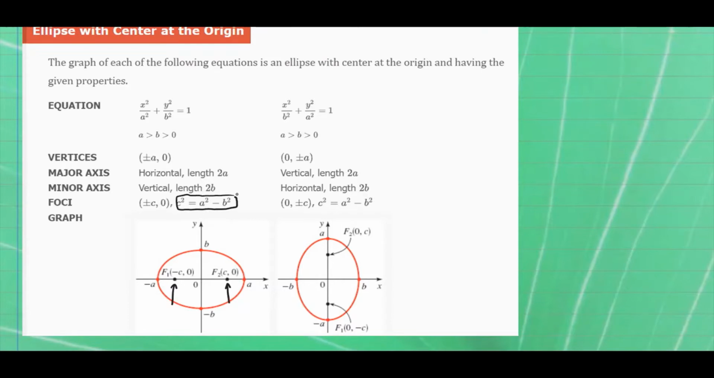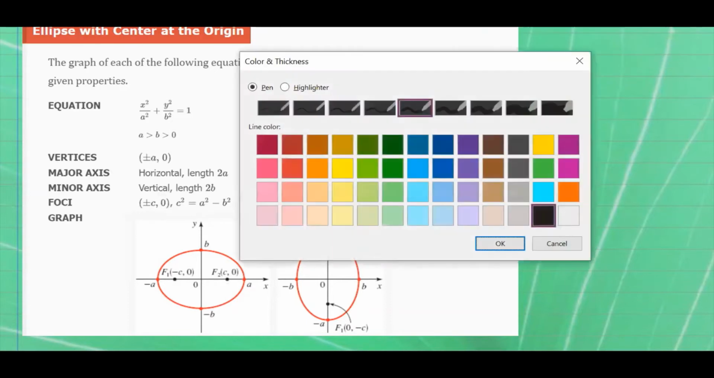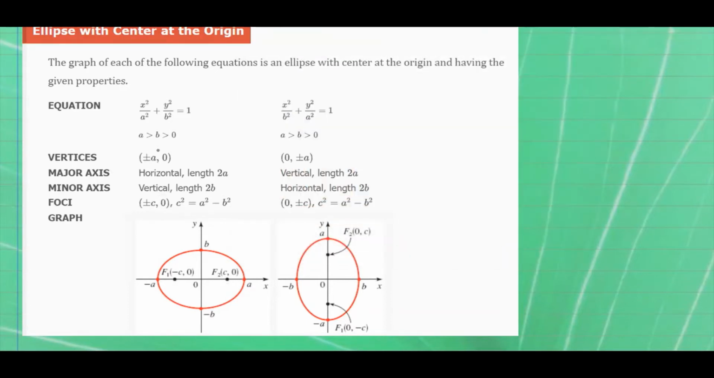And the next thing I want to show you is the major axis and the minor axis. As you can see here, whichever direction has the larger distance from the center will be the major axis. So for this equation, a happened to be greater than b, so this is your major axis. And b is less than a, so this is your minor axis, okay?